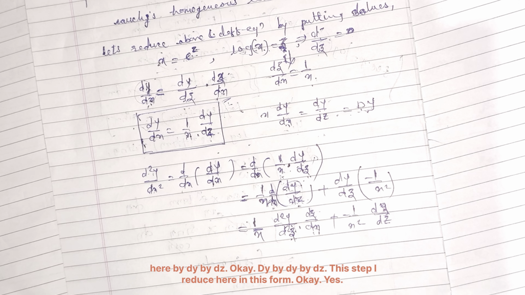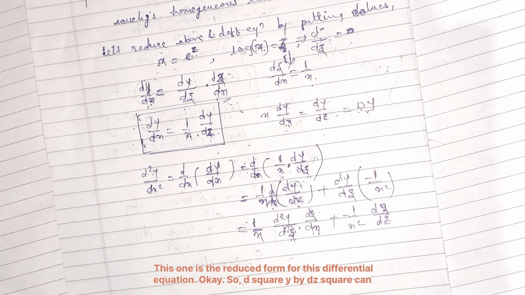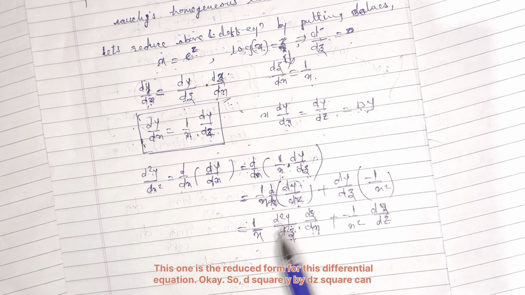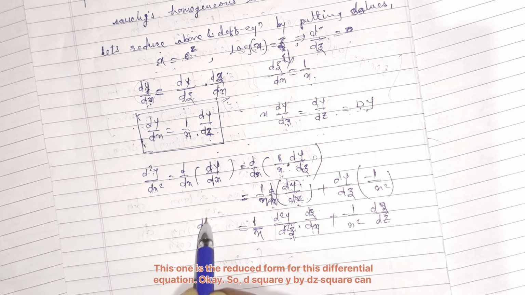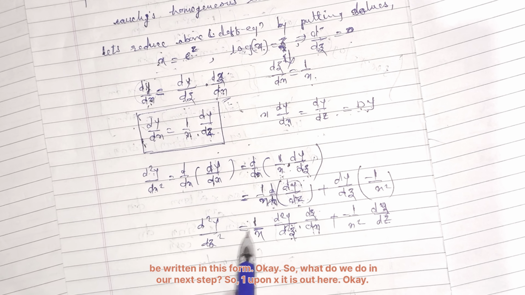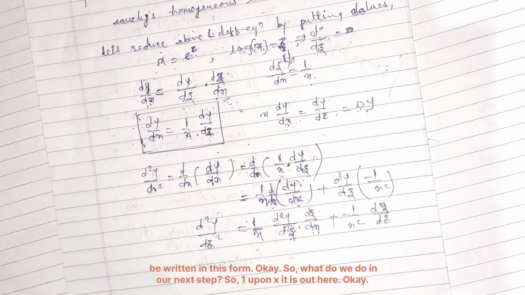In this step I reduce it to this form. Yes, this one is the reduced form for this differential equation. So d square y by dz square can be written in this form. What do we do in our next step? 1 upon x is out here.